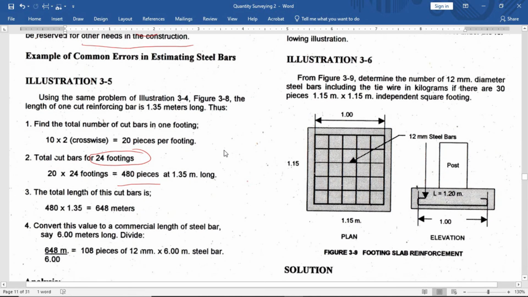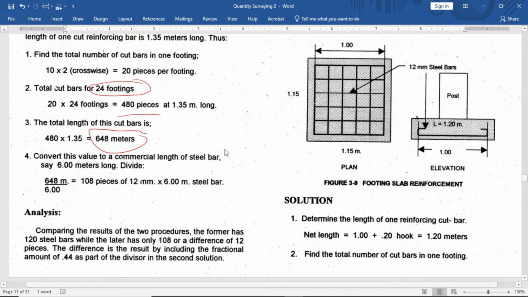So, since total length of this cut bar is 480 times 1.35. So, ito yung 648. So, tinimes niya yung 480 pieces times 1.35. So, convert natin into 6 meters long. So, yan. Ito yung common error natin sa pag-compute. Kadalasan, for 480 times 1.35. So, nakakuha siya ng 648. Tapos, dinivide niya by 6 meters kasi 6 meters yung gagamitin niya. So, ang lumabas is 108 pieces.